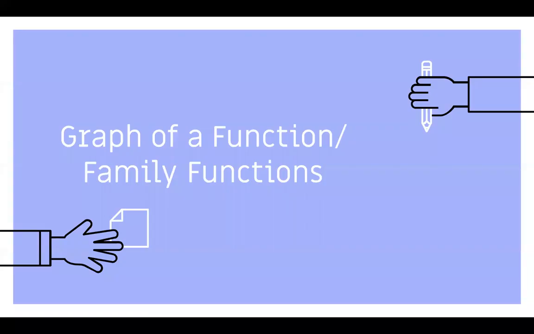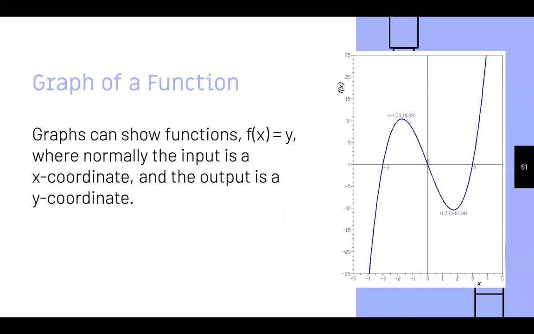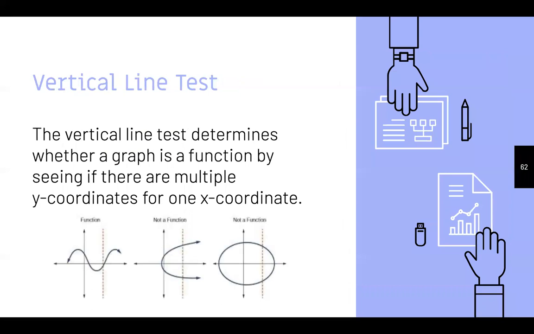So we can look at graphs of function families. A graph of a function can show functions f of x equaling y, where normally the input is an x coordinate and the output is a y coordinate. So we can determine if it is a function by the vertical line test, by seeing if there are multiple y coordinates for every x coordinate. And we can see down below one that is a function and two that aren't a function because, excuse me, there are multiple y coordinates for that same x coordinate.